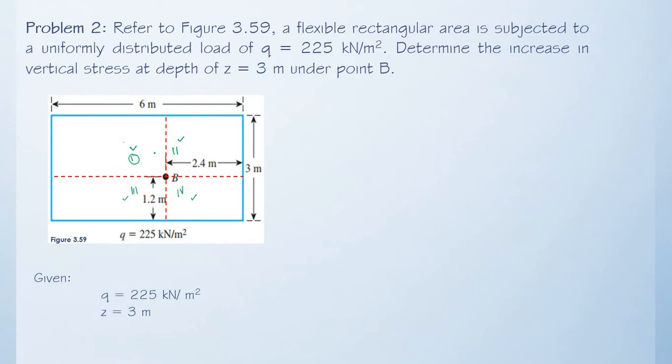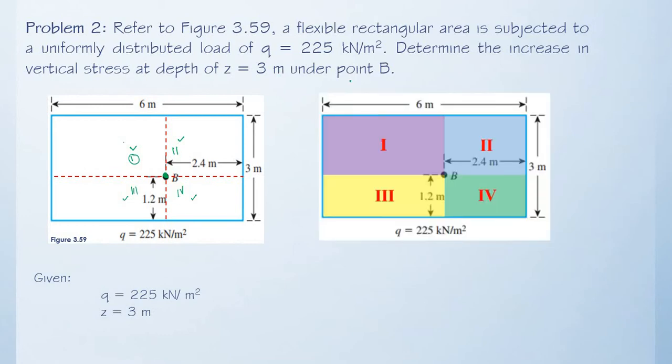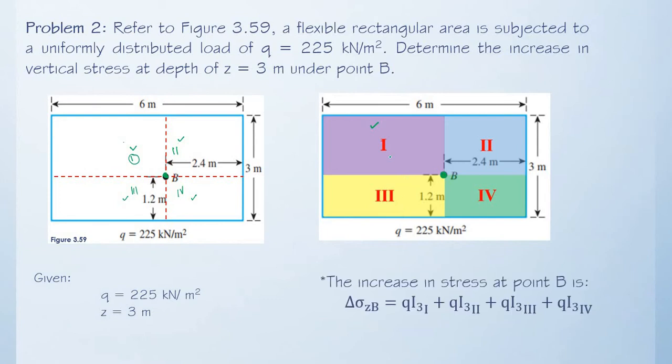Because if we analyze them individually, we notice that point B becomes the corner of rectangle 1. Point B is also the corner of rectangle 2. Point B is also the corner of rectangle 3. And point B is also the corner of rectangle 4. Thus, the vertical stress increase at point B is simply the summation of the vertical stress increase due to rectangle 1, rectangle 2, rectangle 3, and rectangle 4.